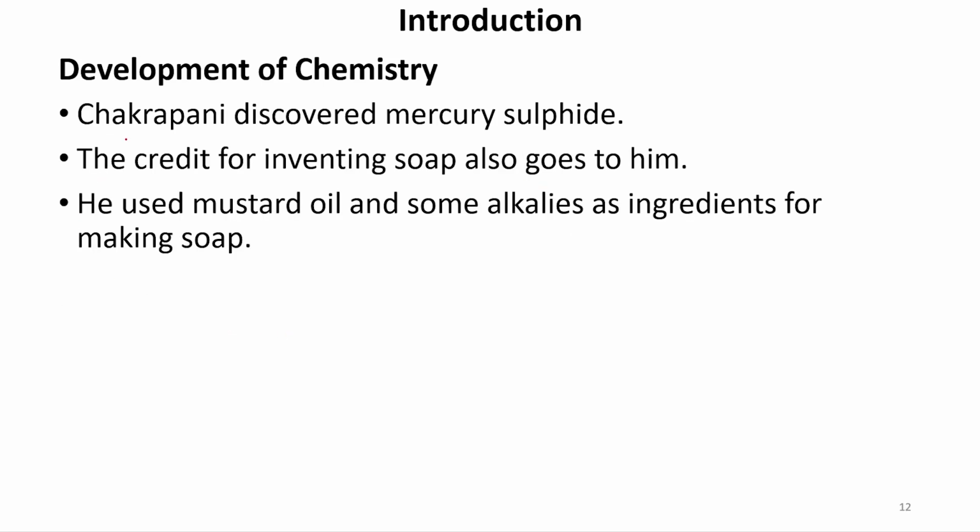The next scientist is Chakrapani. Chakrapani was mainly popular for his method of developing soap. He developed soap using mustard oil and some alkalis, that is, salts of alkali metals. He also discovered mercury sulfide.